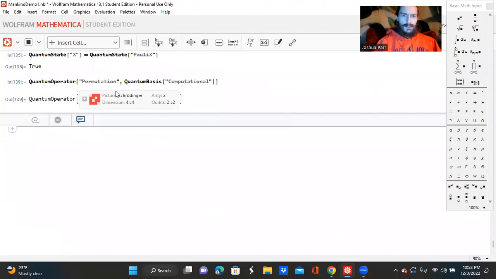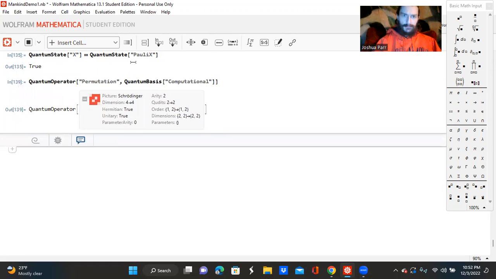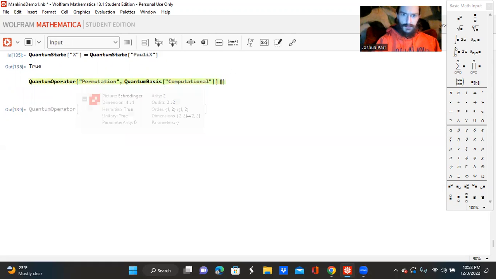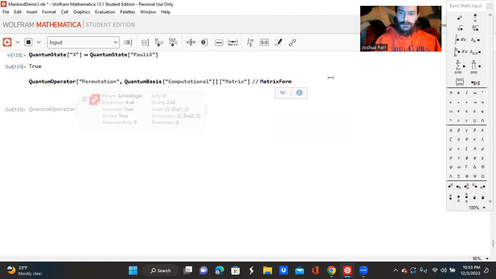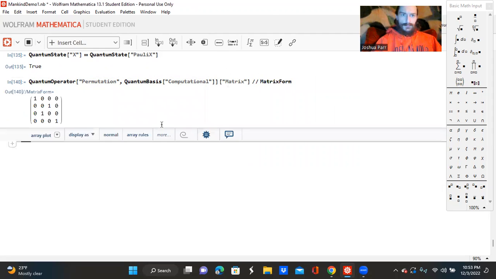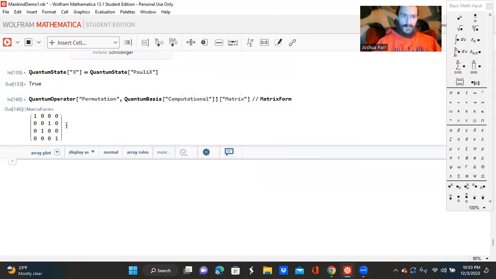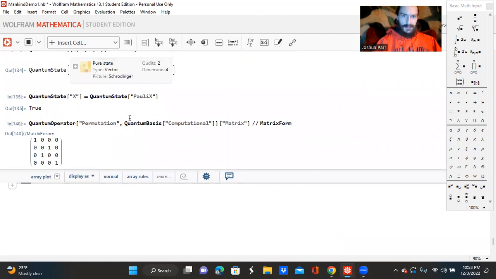So I want to do a permutation operator on the computational basis, in matrix form. There we go. And that's what the operator looks like in matrix form on the computational basis state.